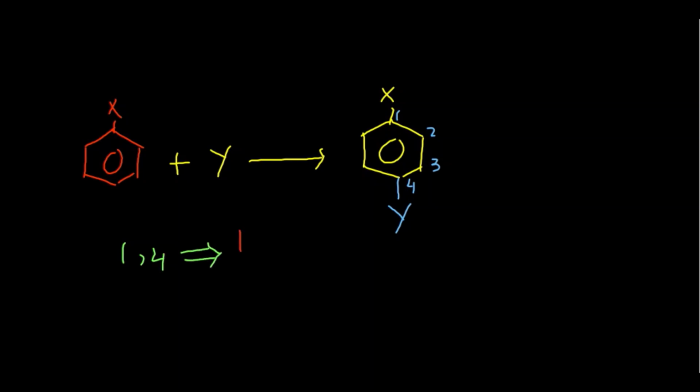Students, position 1 and 4, these positions are para positions. These positions are known as para position. We can say X is at the para position of Y, right, and Y is at the para position of X. X is at the para position of Y, right, and Y is at the para position of X. Since position 1 and 4, they are para position. Position 1 and 4, they are para positions, right? So we can say X and Y, they are at the para positions.